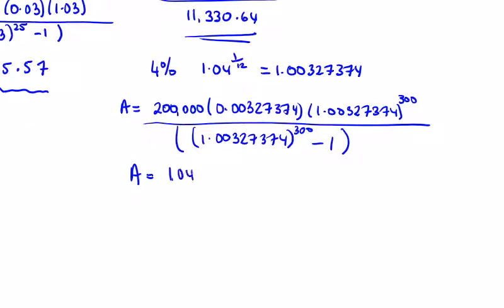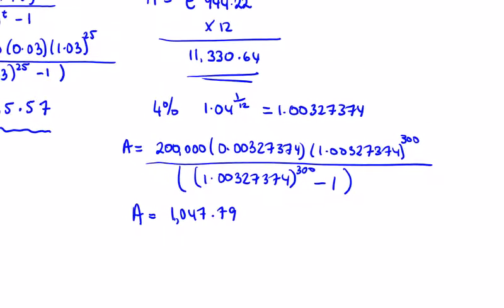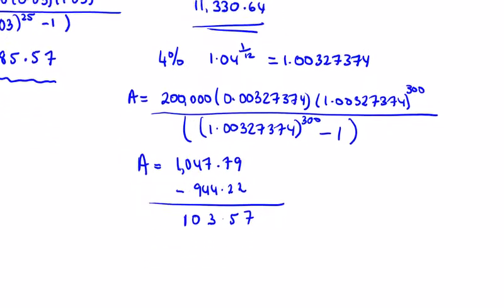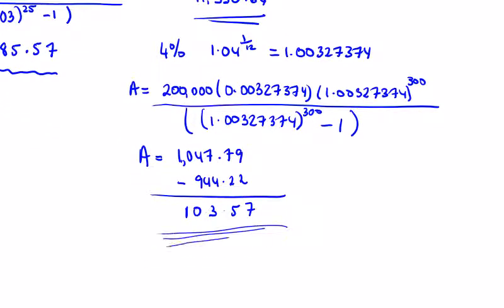So the amount on a 4% interest, if we type this into a calculator, is 1047.79. How much extra are we paying here? Take away 944.22, and we get 103.57 extra with that extra interest rate. So you can see here, over the course of 300 payments, it's going to be a lot of money. So make sure you get the best interest rate when you go to buy your house.